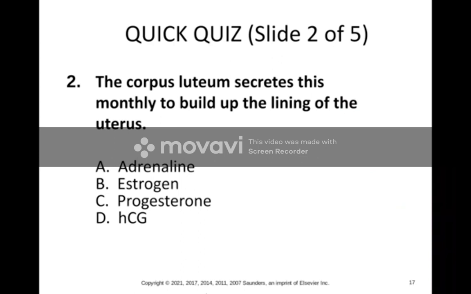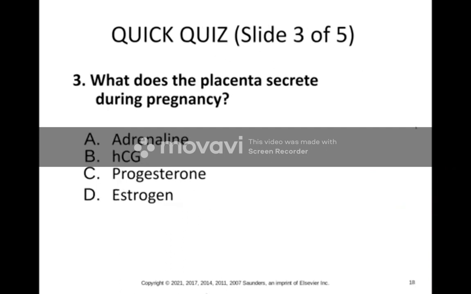Who remembers what the corpus luteum secretes monthly to build up the lining of the uterus? Anybody remember? So that is the progesterone. C. Progesterone builds up the lining of the uterus. And what does the placenta secrete during pregnancy? That is HCG, the human chorionic gonadotropin. Answer is B.